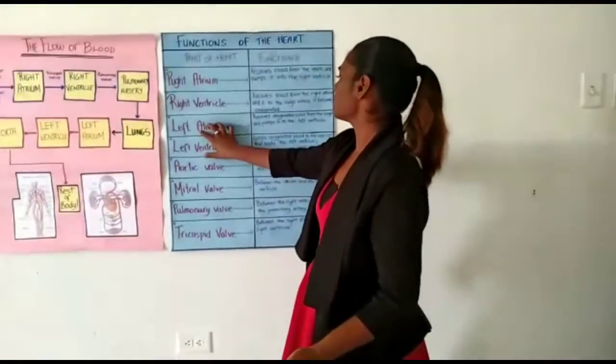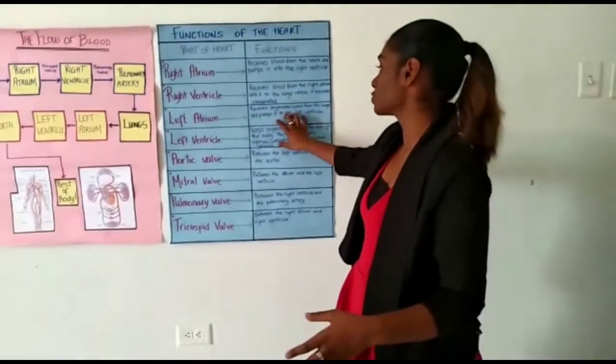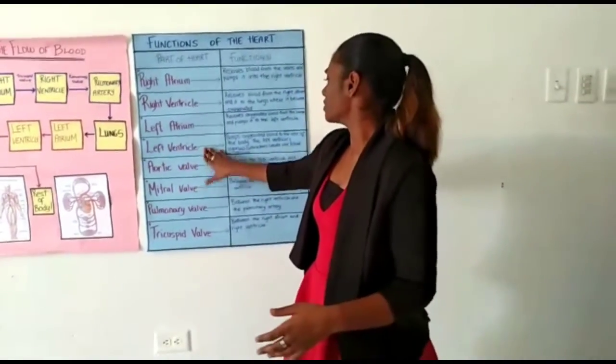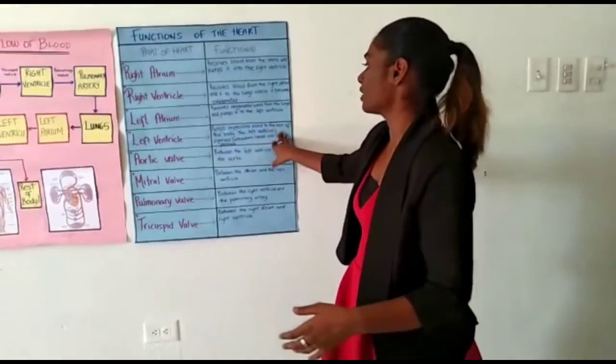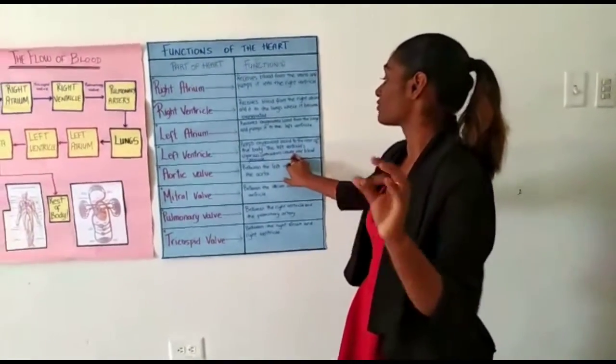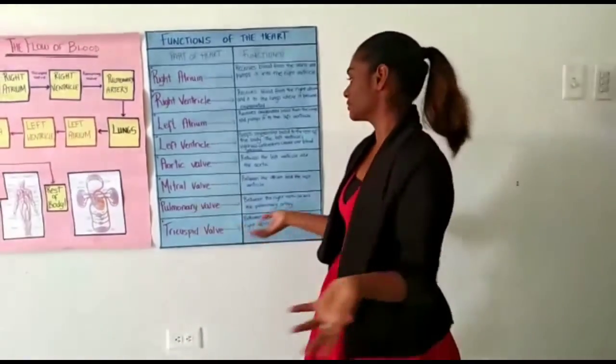So then it moves to the left atrium. The left atrium receives the blood from the lungs and pumps it to the left ventricle. So it moves to the left ventricle. The left ventricle pumps oxygenated blood to the rest of the body. This left ventricle undergoes vigorous contractions and it creates what we know as our blood pressure level.